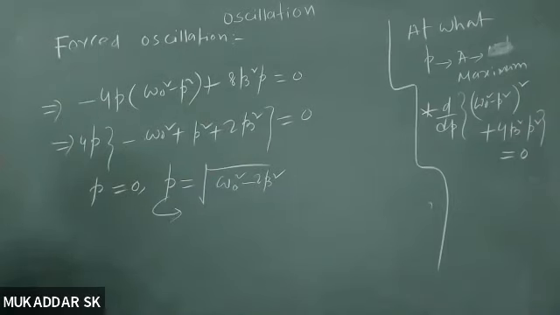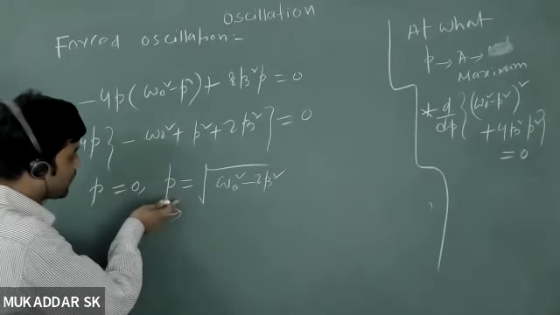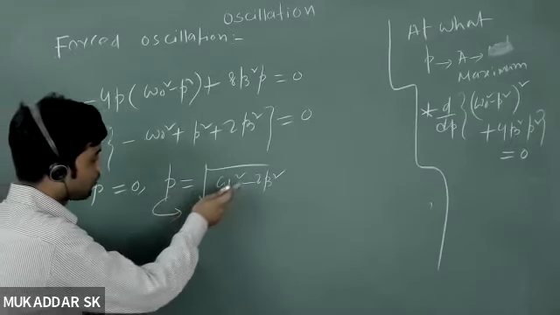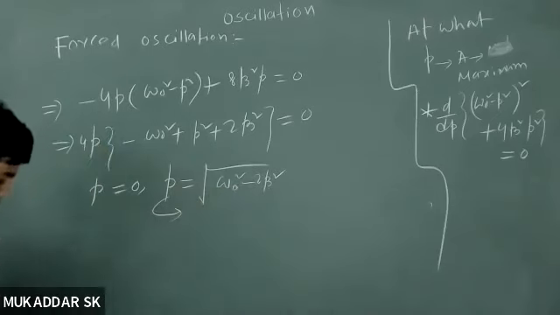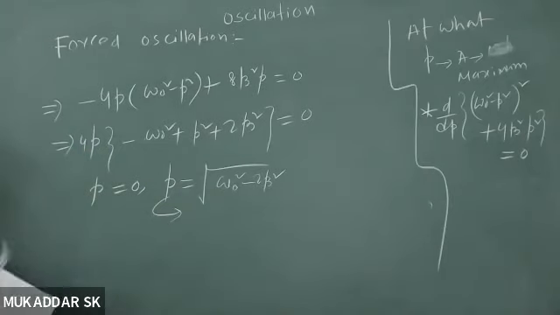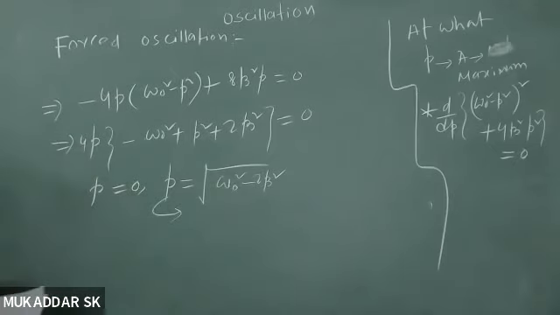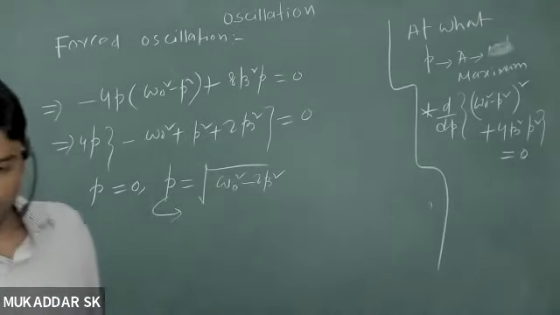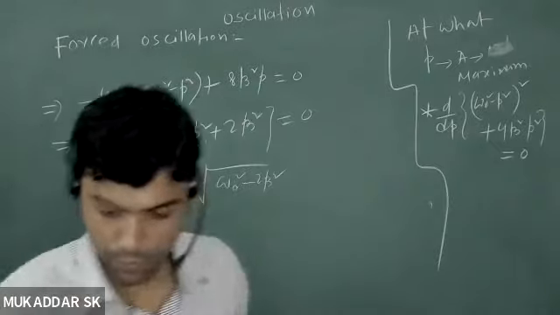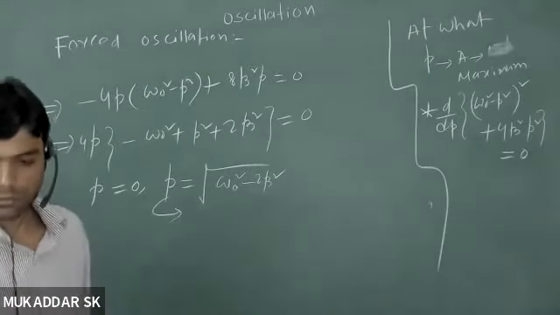So it means amplitude will be maximum when the driving frequency equals the square root of omega naught square minus 2 beta square. Okay, now can you solve? So you have this condition. Okay, did you get this part or do I have to repeat? Everyone?